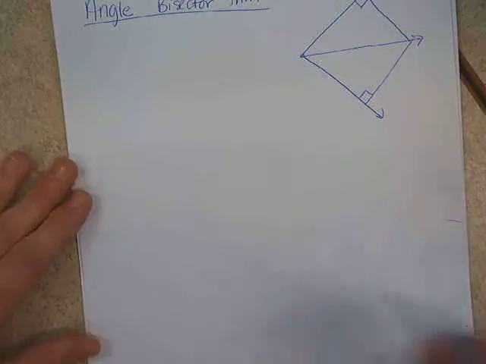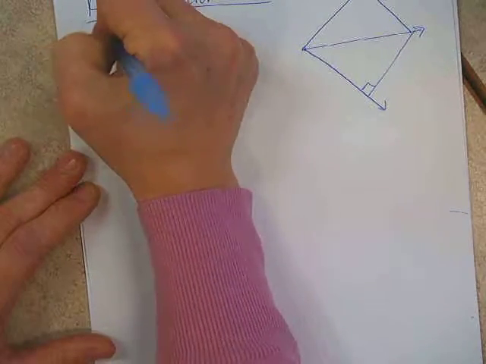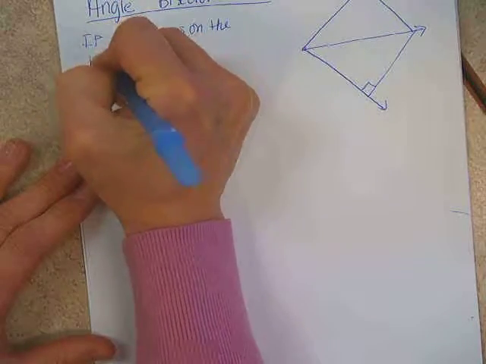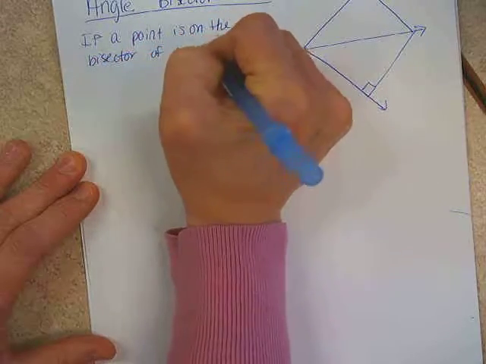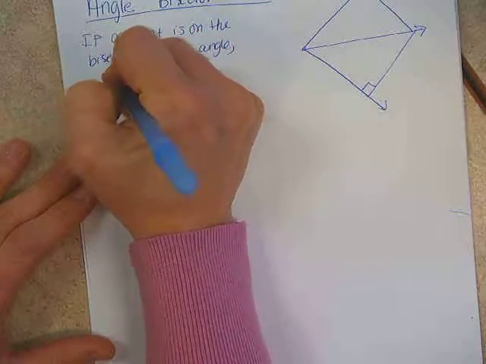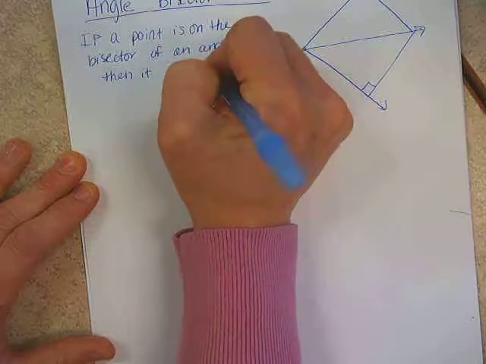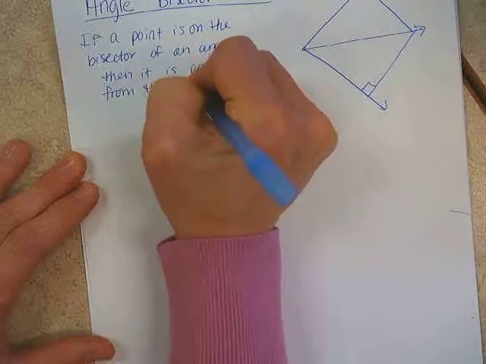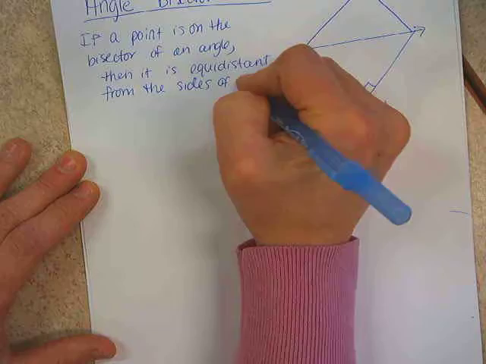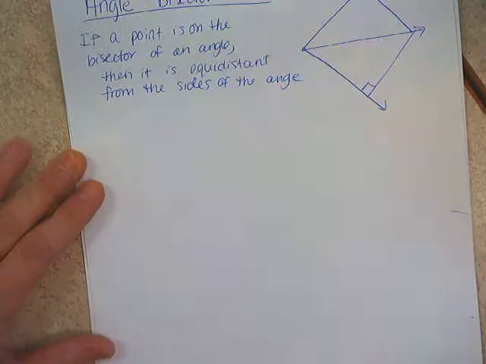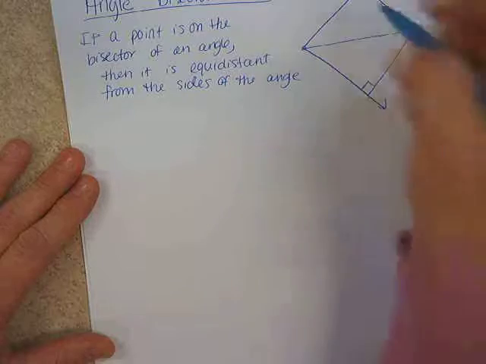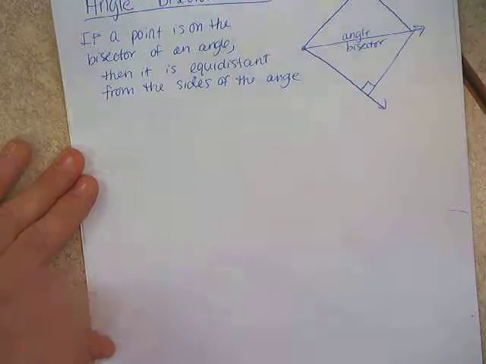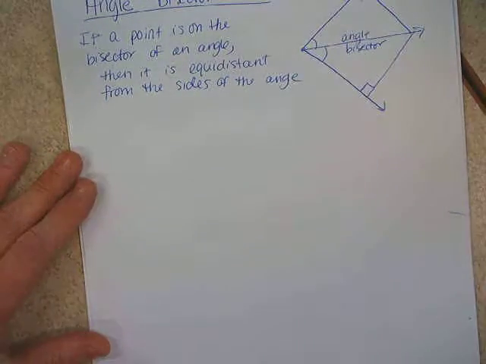Okay, and this one works both ways as well. Another buy one, get one free. So the theorem says if a point is on the bisector of an angle, then it is equidistant from the sides of the angle. So this right here would be the angle bisector, which makes these congruent, right?